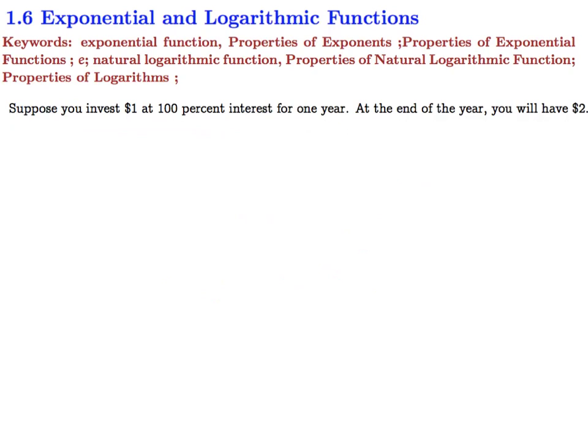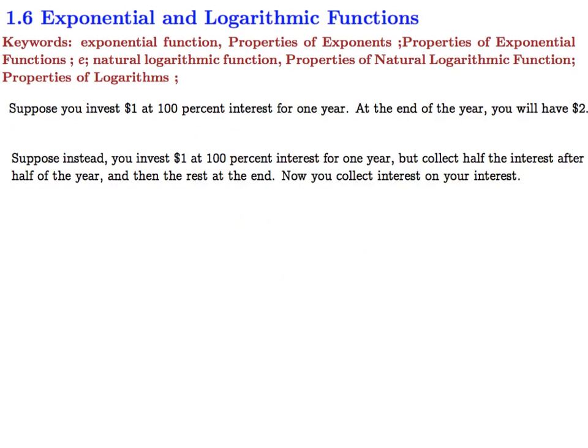However, most places don't pay interest just at the end of the year. They pay you interest occasionally throughout the year. So instead what could happen is you invest your dollar at 100% interest for 1 year, but you take half the interest after half the year, then the rest at the end. And now you're going to collect interest on your interest. After 6 months, you're going to collect half your interest, so 50%, so you're going to end up with $1.50.